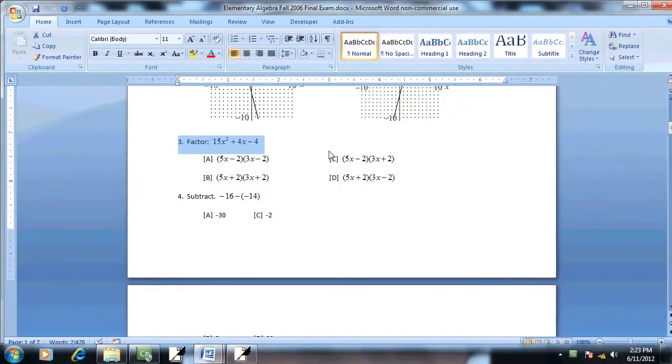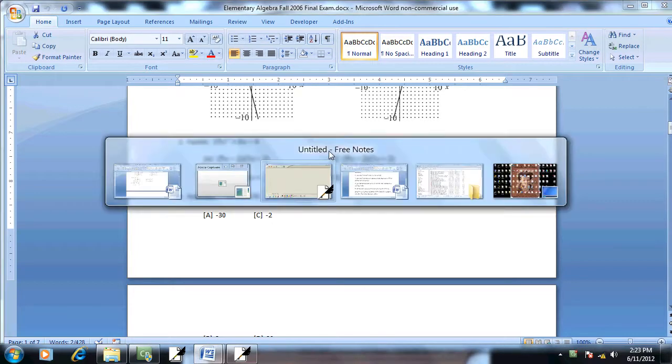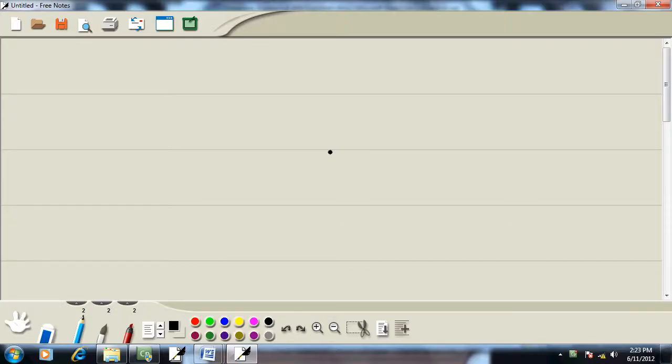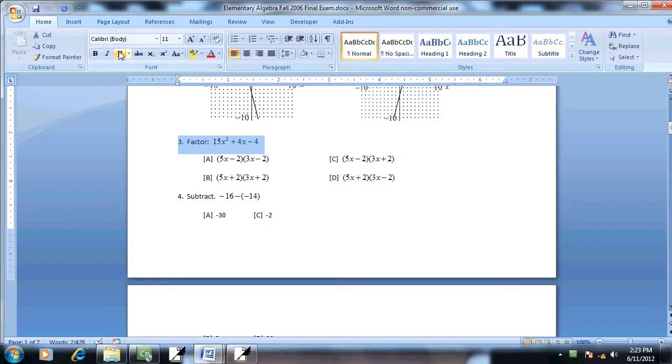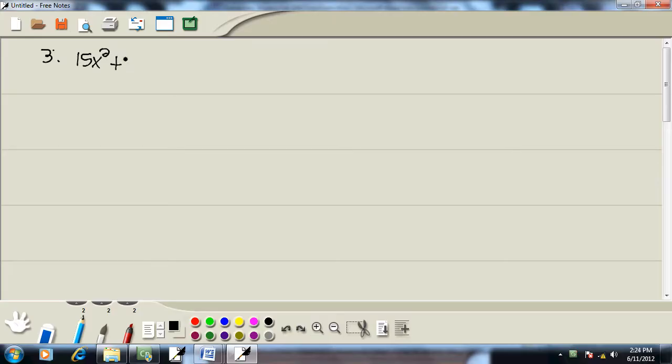Let's take a look at problem number 3. Factor 15x squared plus 4x minus 4. So 15x squared plus 4x minus 4. And you may have learned a different method of factoring than I'm going to use, and that's fine, as long as it works for you.